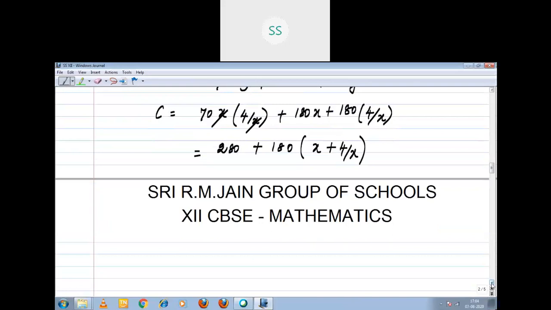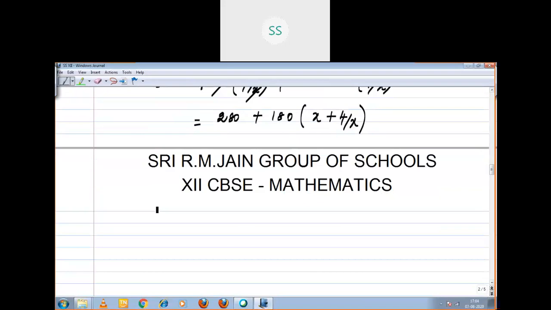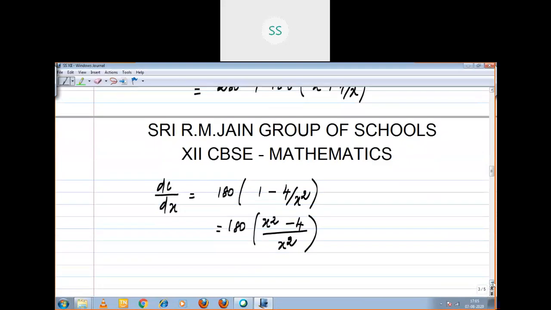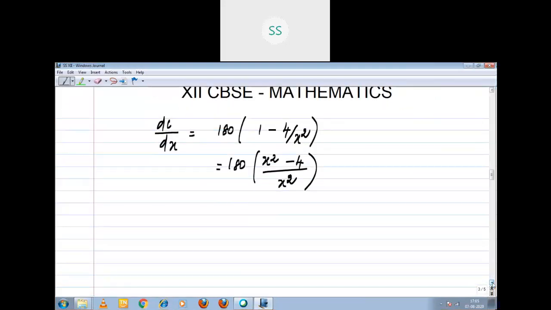Now I am going to differentiate. dC by dx equals 280 becomes 0, plus 180 into, when you differentiate x you get 1, and the second one you get minus 4 by x square. This I discussed several times, right? So 180 into 1 minus 4 by x square. Next step, you have to equate with 0.